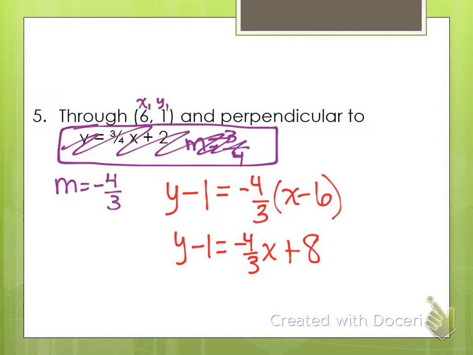If you have a calculator, you can use a calculator to help you out. 4/3 times 6. But y is not by itself yet. What do we still have to do? Add the 1. Add the 1. So our final answer is y equals negative 4/3 x plus 9.